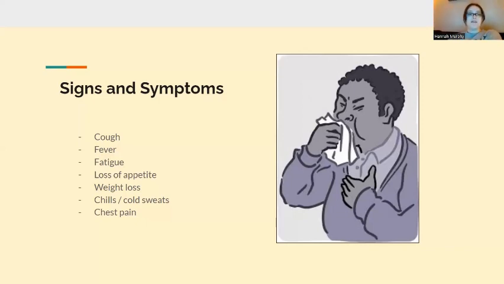And a lot of these other symptoms, like the fatigue, fever, loss of appetite, weight loss, all of that is actually consistent with the symptoms of an immune response in the body, especially that fever.